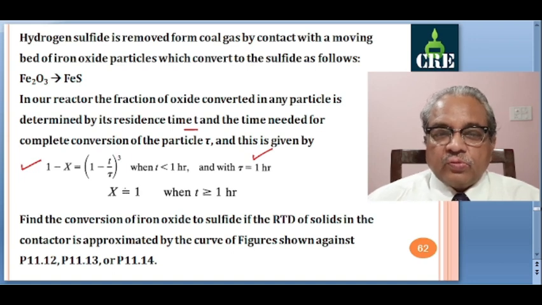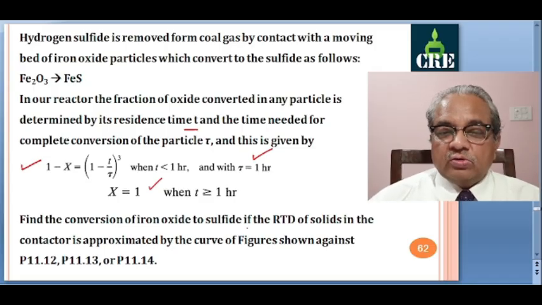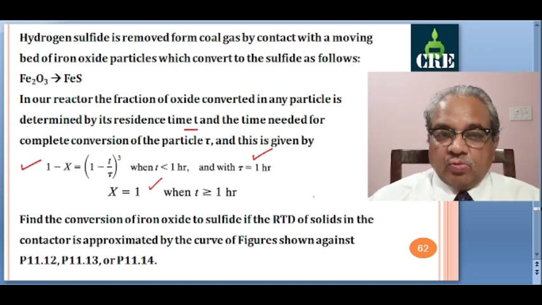It is given that XA is equal to 1 when T is greater than or equal to 1 hour, because the time required for complete conversion is 1 hour. So if the time spent in the reactor is more than 1 hour, conversion will be complete. With this information, find the conversion of iron oxide to sulfide if the residence time distribution of solids in the contactor is approximated by the curves shown against these three problems. So different kinds of curves we have to deal with.